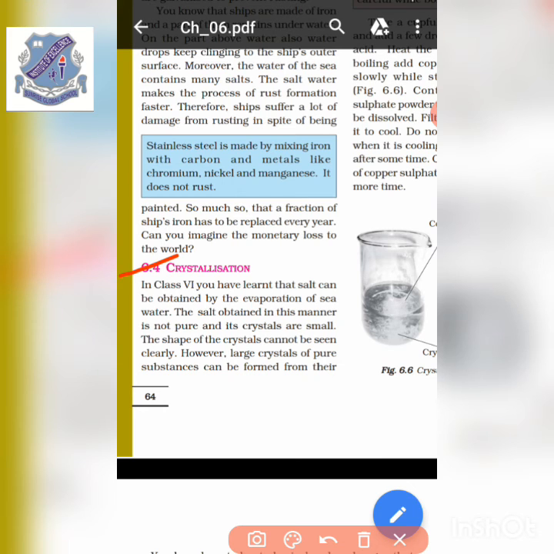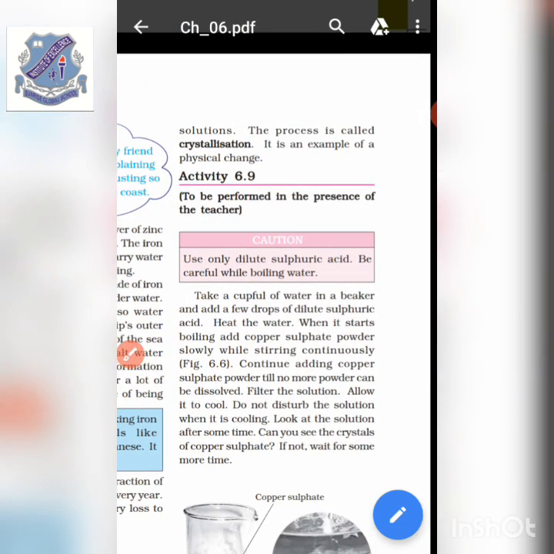The next topic is about crystallization. In class 6th you have learned that salt can be obtained by evaporation of sea water. The salt obtained in this manner is not pure and its crystals are small. The shape of the crystals cannot be seen clearly. However, large crystals of pure substance can be formed from their solutions. This process is called crystallization.